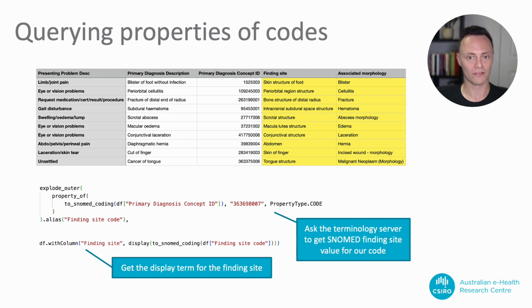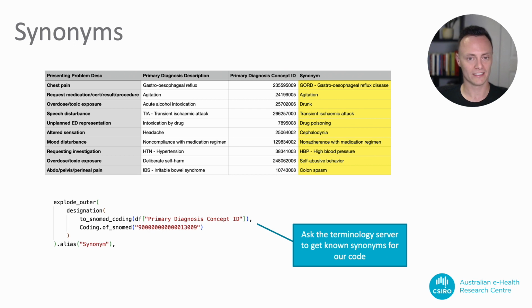This is an example of querying properties of codes. Here we are querying the finding site and associated morphology of each diagnosis code, and we have created 2 new columns to hold this information. This final example demonstrates the retrieval of synonyms. This could be useful for improving recall when using text matching searches over your data.